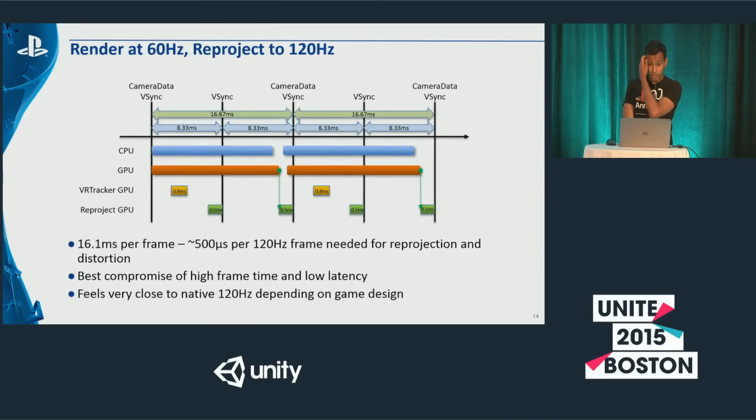So obviously, 120 hertz is not possible for all games. So here's a case that offers the best compromise for both the high frame time and low latency. As you can see here, the game renders at 60 hertz and reprojects at 120 hertz. So the reprojection job would take the previous frame's output whenever the current frame's output is not available, and then take the updated sensor data and again shift the pixels to consider the head movement. So this should feel very close to the native 120, and as I mentioned, it's the best compromise between the amount of time you have, which is 16 milliseconds per frame, and the low latency.